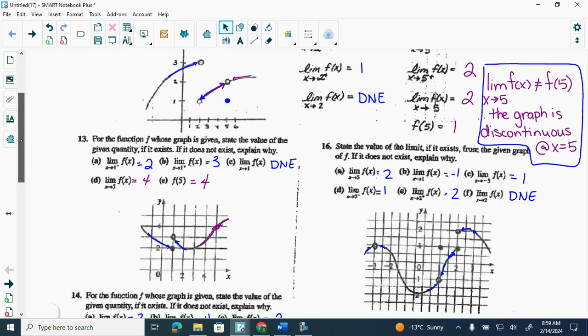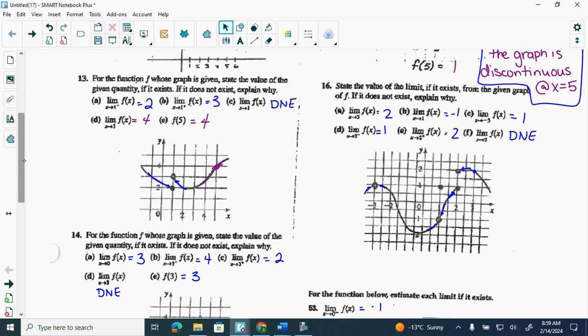All right, 16. The limit as x approaches 3 is 2, and the limit as x approaches 1 is -1. The limit as x approaches -3: 2 from the left is 1, 2 from the right is 2. They do not match, so it does not exist.